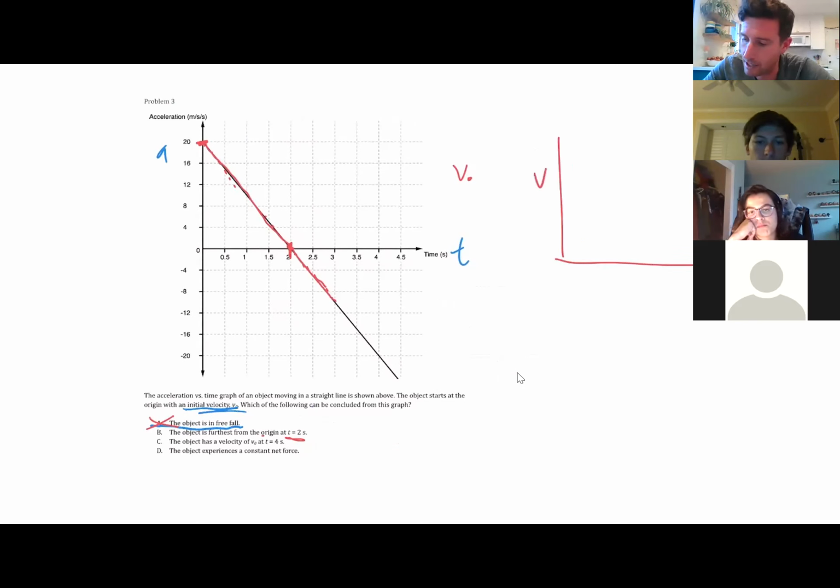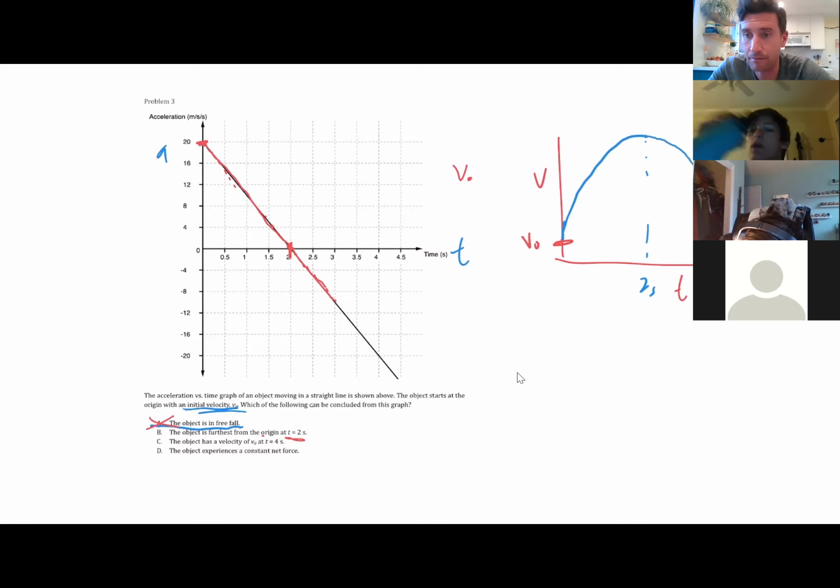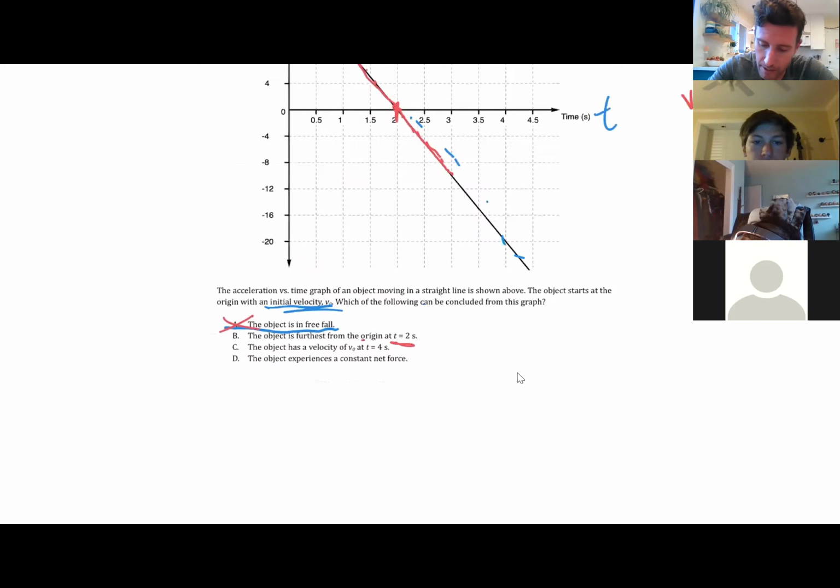If I was drawing this velocity graph, velocity versus time, and I start at say v sub 0, I would start with a really intense acceleration, right? It'd be really steep. And then I'd slow down right there, at like 2 seconds. But then I'm still going with a positive velocity through here. So I'm not at my furthest from the origin. So I would argue that is not a great answer. It's not at the furthest.